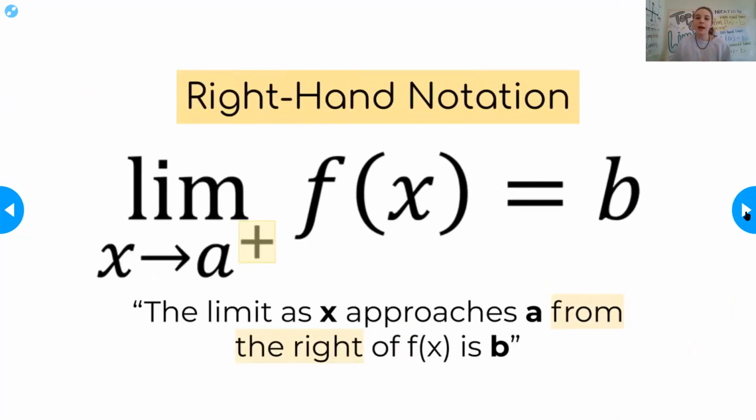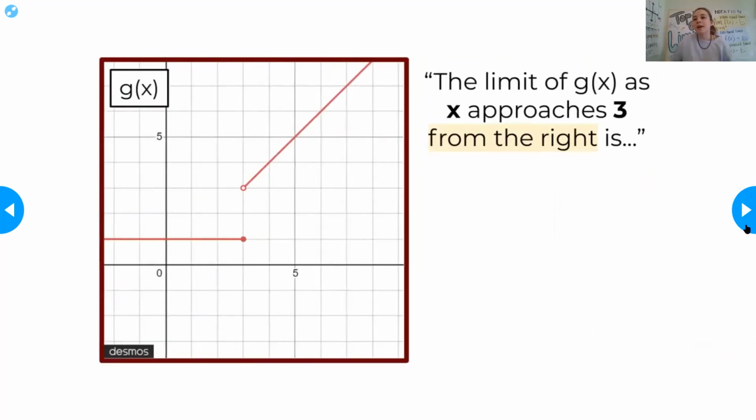The notation for right-hand is marked by this little plus sign up in the exponent on your approached x value. So in this case, a to the plus. So we read this as limit as x approaches a from the right of f of x is b. So let's look at a practice problem. If this is my graph g of x, I want you to take a second to ask yourself, what do you think the limit of g of x as x approaches 3 from the right is?